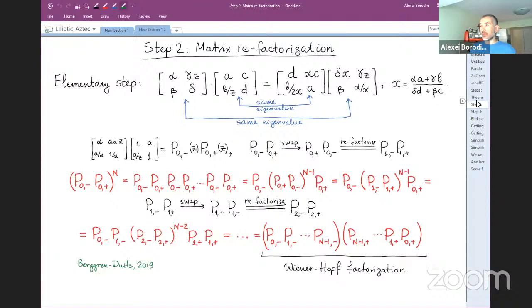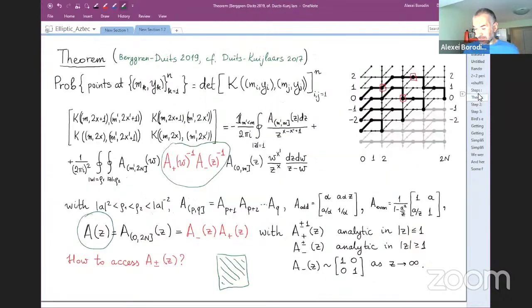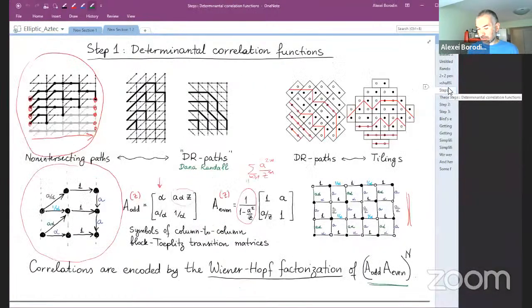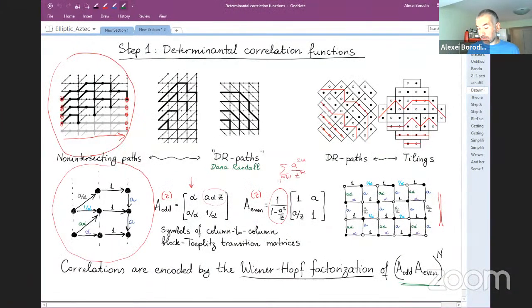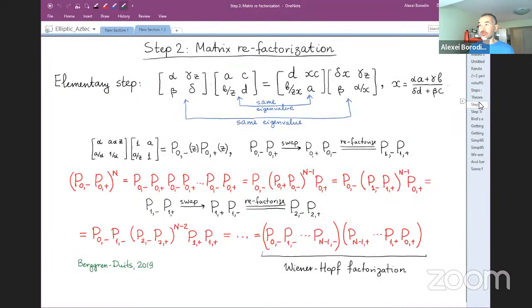So by now, if you want, you could forget about probability or contour integrals or whatever I spoke about. The problem at hand is that one takes two-by-two matrices that are written on the slide, multiplies them together, raises that product to a large power, and then one wants to separate Z and 1 over Z. How to do that?